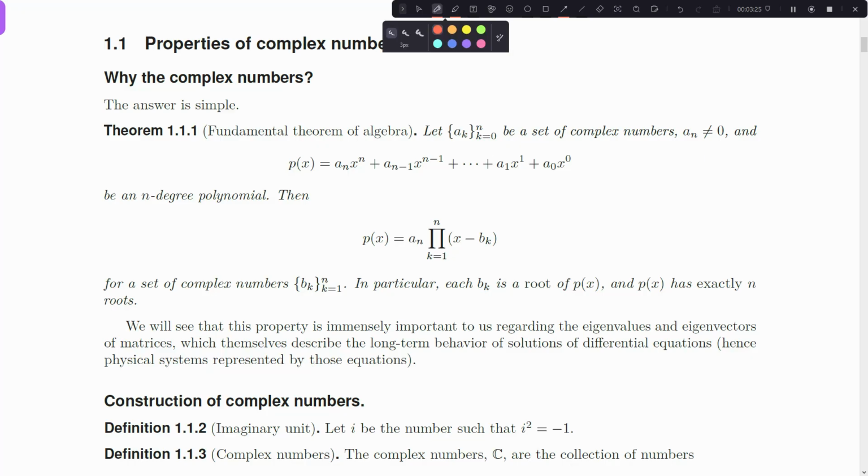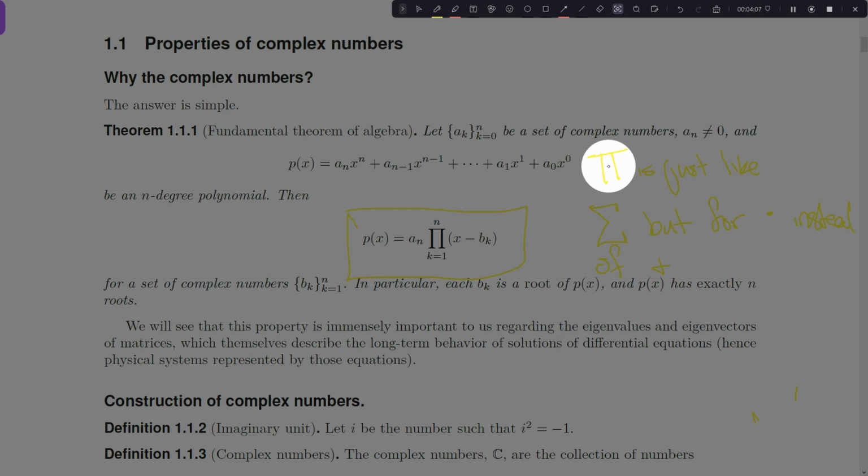Now what is going on in the middle here? What does this mean? Then p of x is equal to this weird notation. All this is saying is that, let's define this capital pi. Capital pi is just like capital sigma, but for multiplication instead of addition. Okay, so capital pi, Greek letter P for product, capital sigma, Greek letter S for summation.